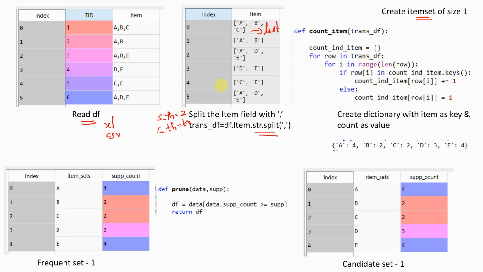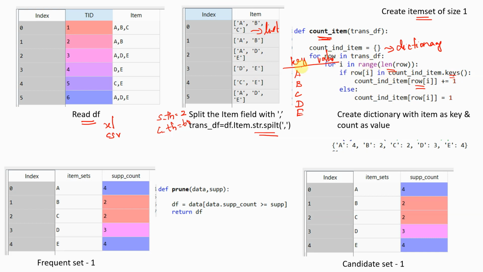Now we are going to create the item set of size 1. Whatever items you get in the data frame, we call a function called countItem. This function is going to create a dictionary. Every unique element of your data set, A, B, C, D, E, will act as a key in the dictionary and the corresponding value. I am going to identify the occurrence of A, that is my key, in the corresponding list.